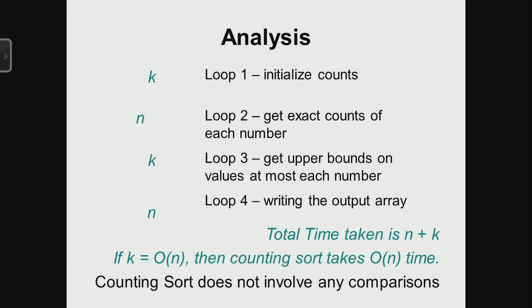Loop 3 then gets upper bounds on the number of terms whose values are at most each index in C, and this again takes k time, and loop 4, which writes out the output array B, also takes n time, and therefore, the total time taken is order of n plus k. In this case, it is 2n plus 2k arithmetic operations. Now, if the key set, the smallest and the largest value, differ by a linear amount, by at most n, then counting sort takes order of n time.